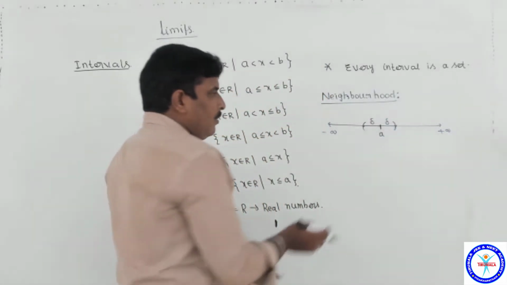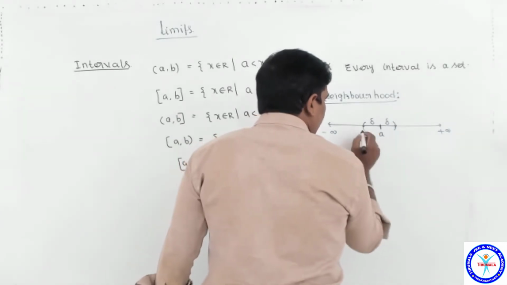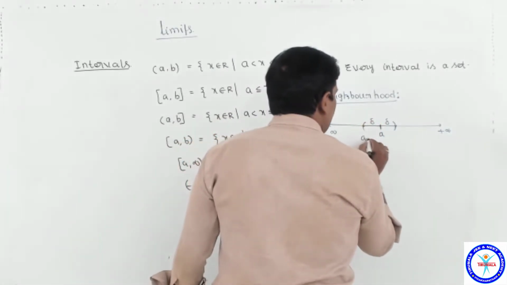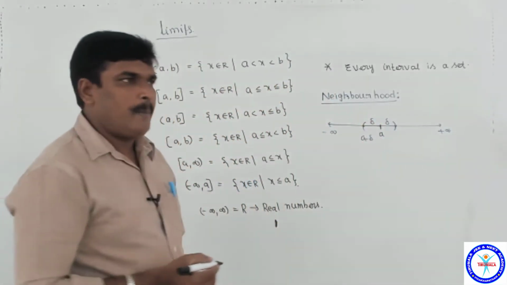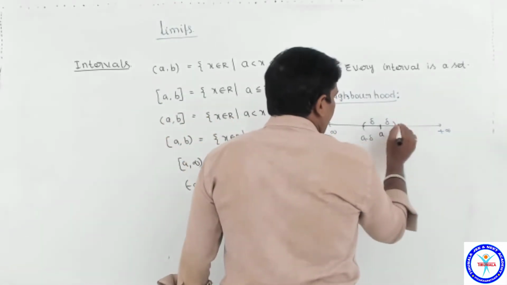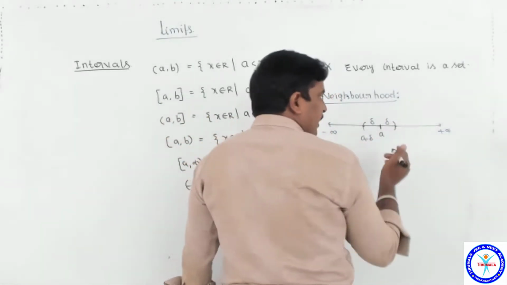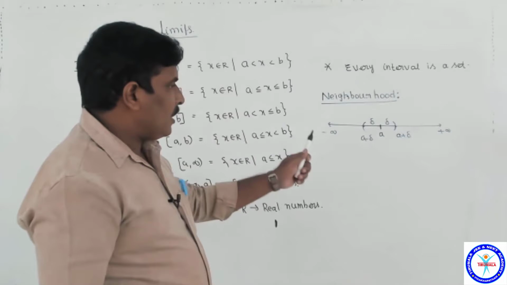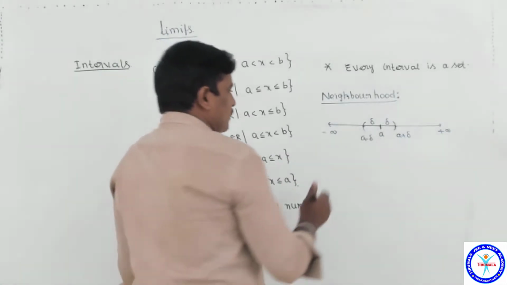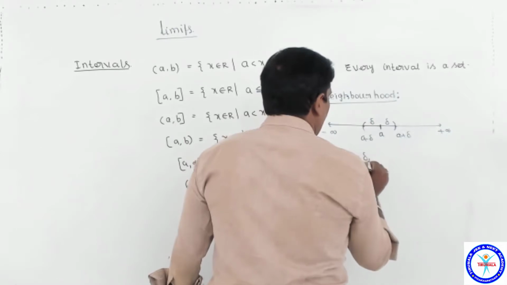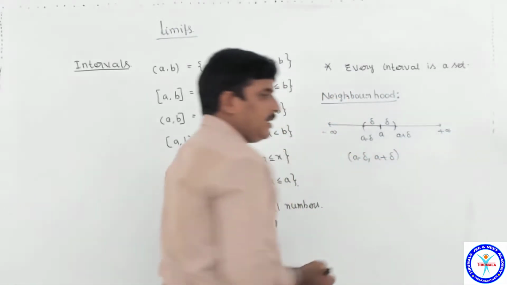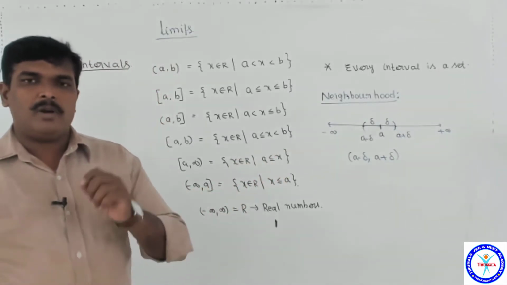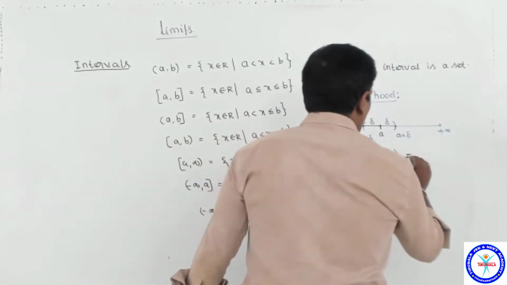So from the left, when you select the element, the distance will decrease. That's why this point is a minus delta. On the right the distance will increase, that's why this is the point a plus delta. This is called the neighborhood of a. So the set of all elements lying between a minus delta and a plus delta is called the neighborhood of a.